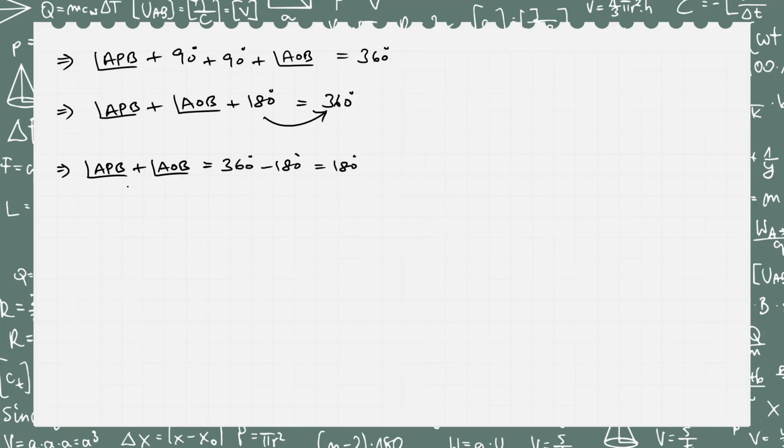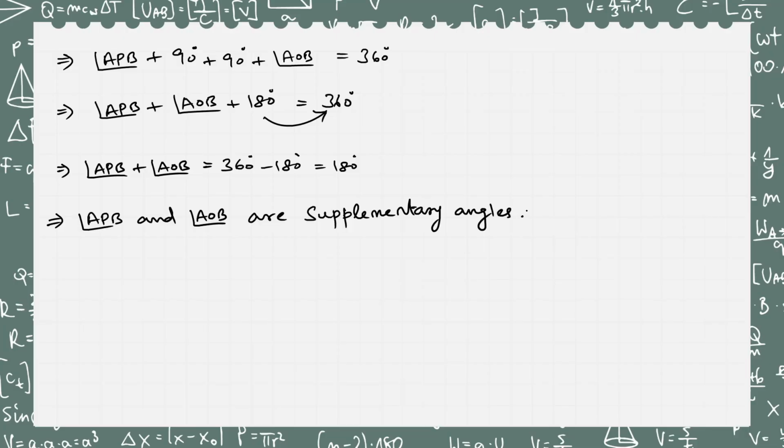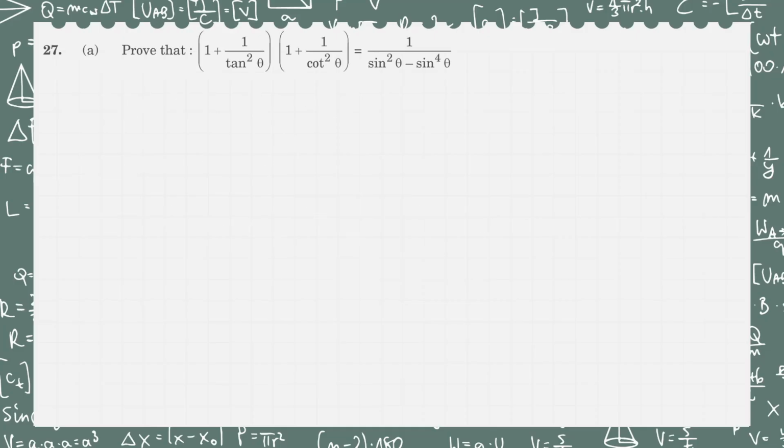What do you mean by that? The sum of angles APB and AOB is equal to 180 degrees. When angles add up to 180 degrees, they are called supplementary angles, right? So that implies angles APB and AOB are supplementary angles. That is what we need to prove here. That's the end of the sum. Let us move on to the next.